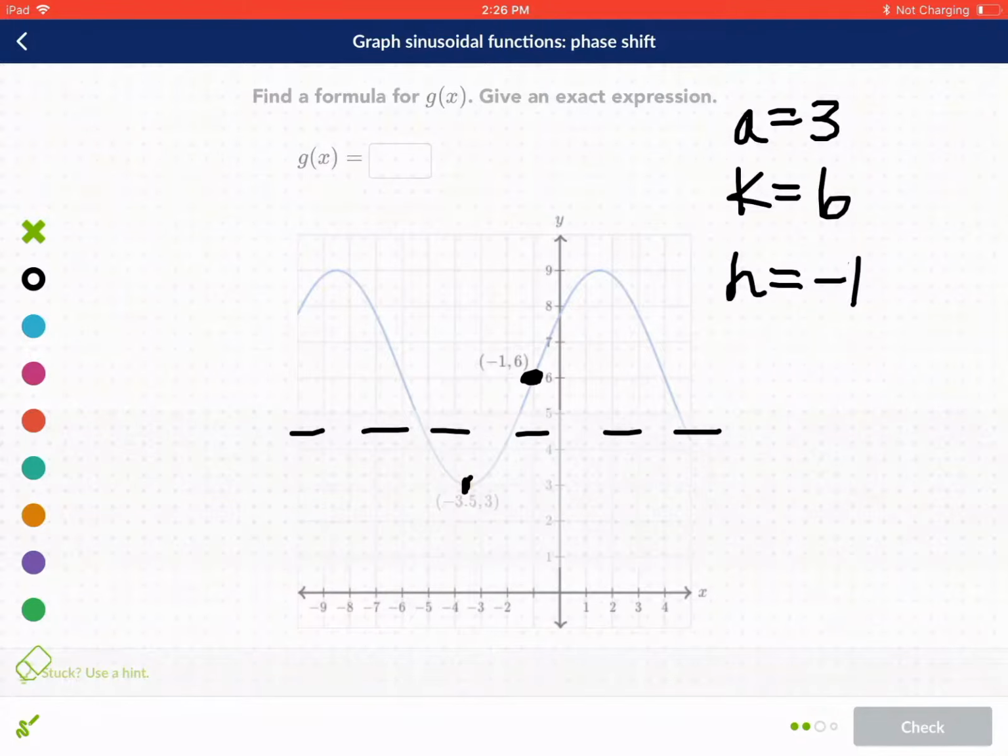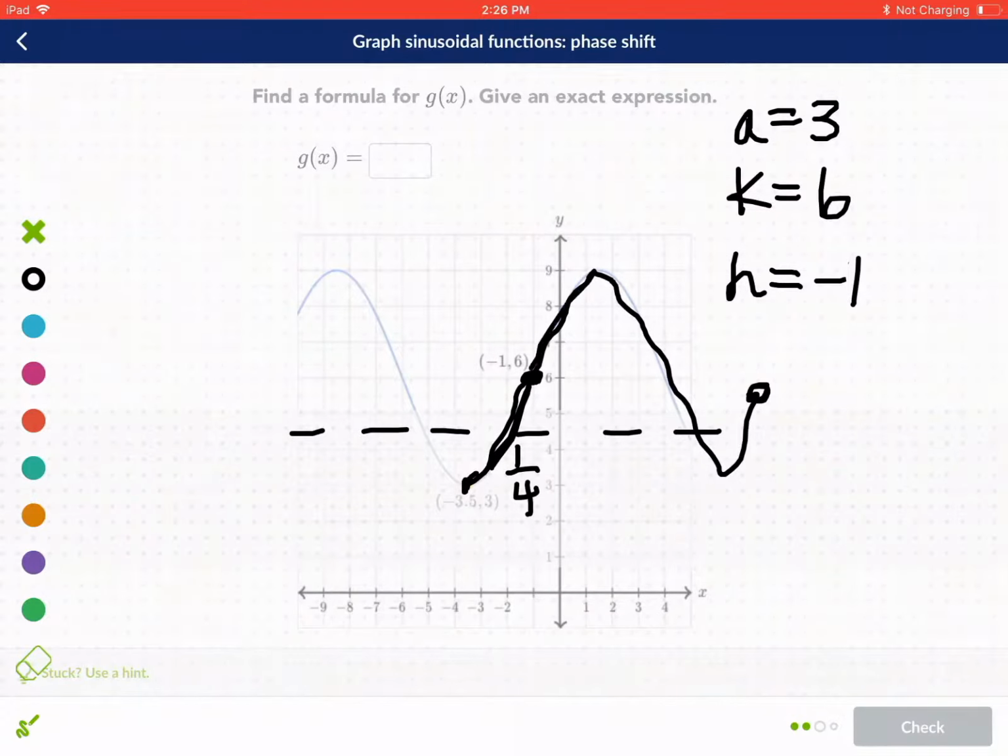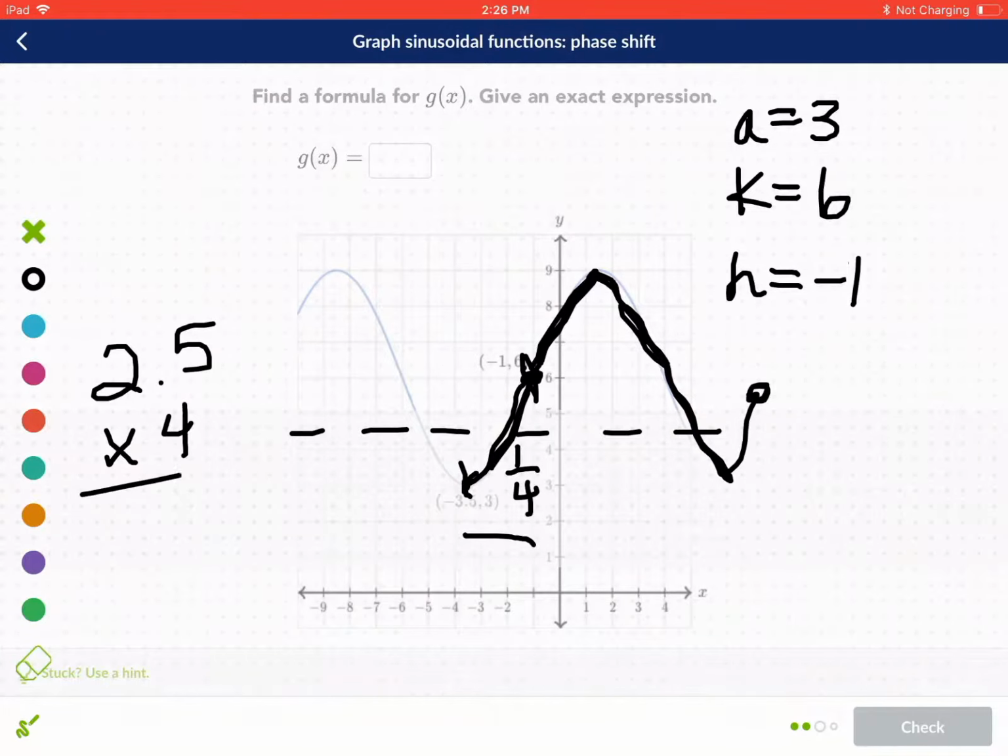Now remember, the period tells you how far it takes to go up, down, and back to where you started from. So if that's the case, then notice here, this is a fourth of the way, back up to the top is a fourth, here's a fourth, so there's a fourth. If I see the horizontal distance from negative 3.5 to negative 1, which is 2.5, and I multiply that by 4, I get 10. That's going to be the period.